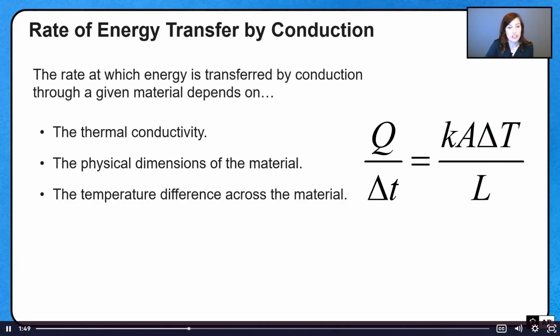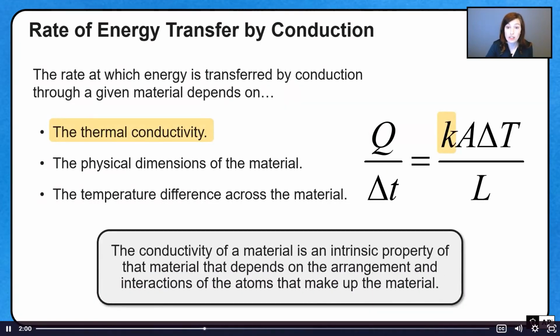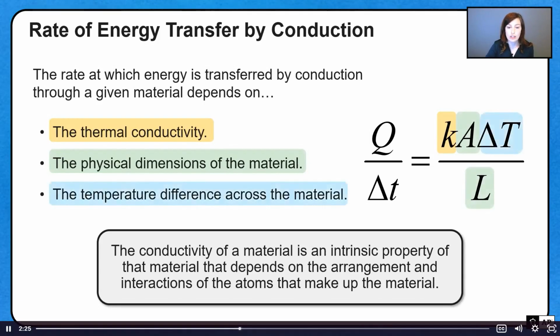So the rate at which energy is transferred by conduction through an object depends on the thermal conductivity of the material. And so that's what we were just looking at. That thermal conductivity is related to the arrangement and interaction of the atoms. So it's unique to each kind of material. It's an intrinsic property, just like density, just like specific heat. So the rate at which the energy transfers depends on that thermal conductivity, but it also depends on some of the dimensions of the material. So specifically the cross-sectional area and the length of the material. And then lastly, the temperature difference between the two ends that you're trying to conduct energy from and to.